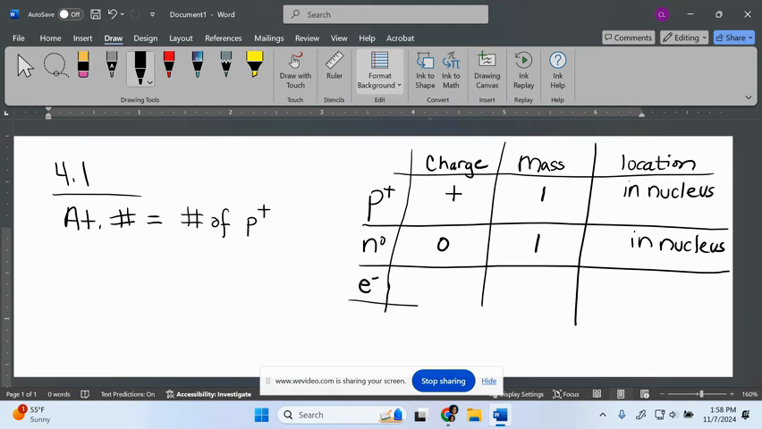Electron. Charge on an electron is what? Negative. Its mass is so small we don't bother with it. And it is outside the nucleus. The location of these was tested either in the multiple choice or matching section, or on the back side where it asked you to list the 3 subatomic particles, depending on what variation of quiz you had.